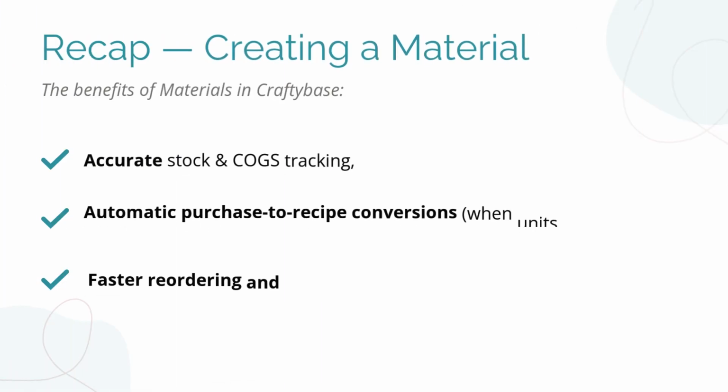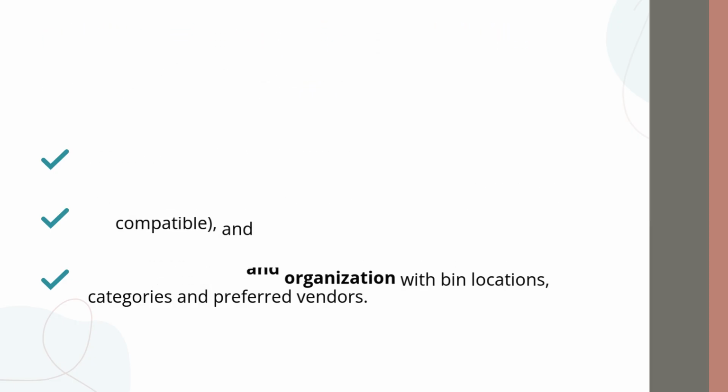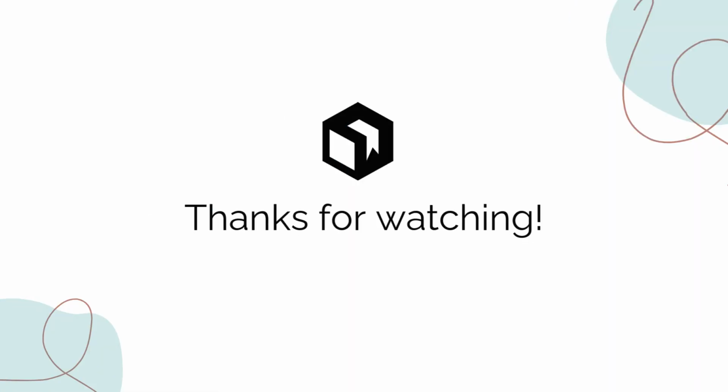Adding a material manually sets up how that raw input will be tracked, converted, and costed in Craftybase. The 3 big benefits are accurate stock and COGS tracking, automatic purchase-to-recipe conversions when units are compatible, and faster reordering and organization with bin locations, categories, and preferred vendors. And that's it. You've added your first material and set it up for use in recipes, purchases, and manufactures.